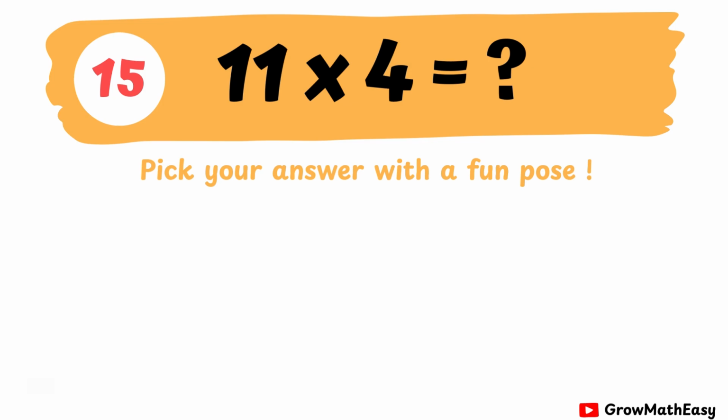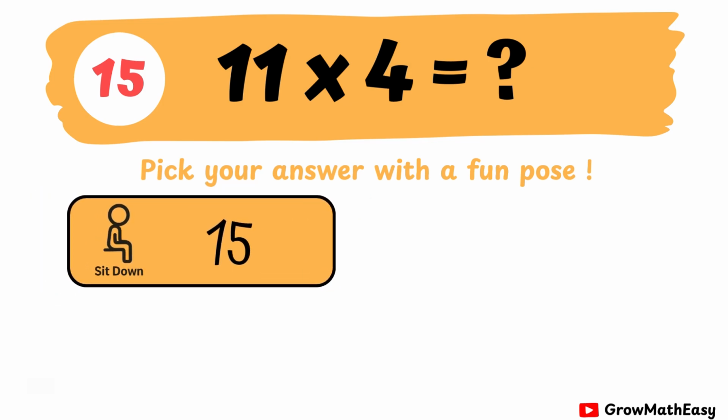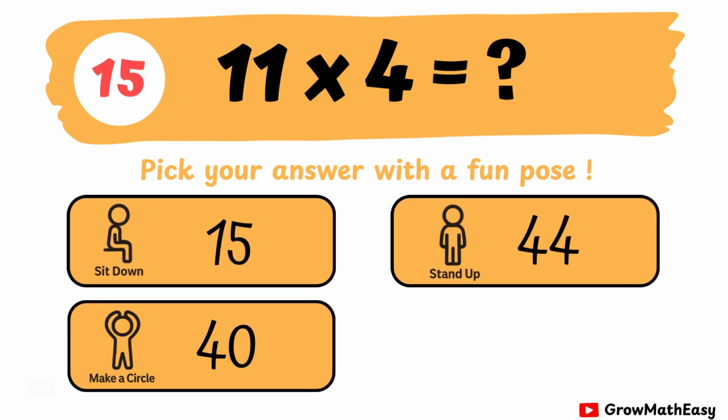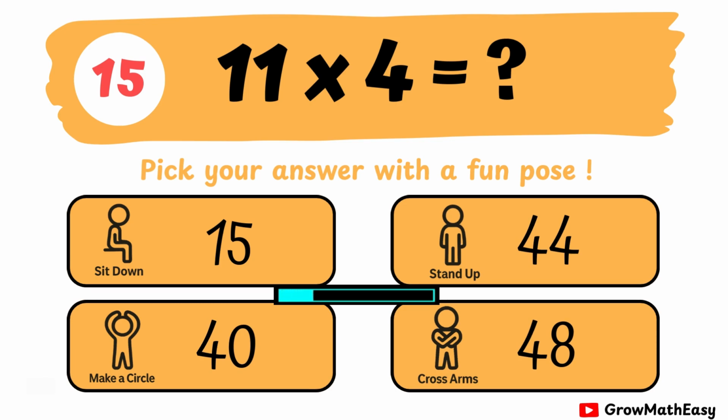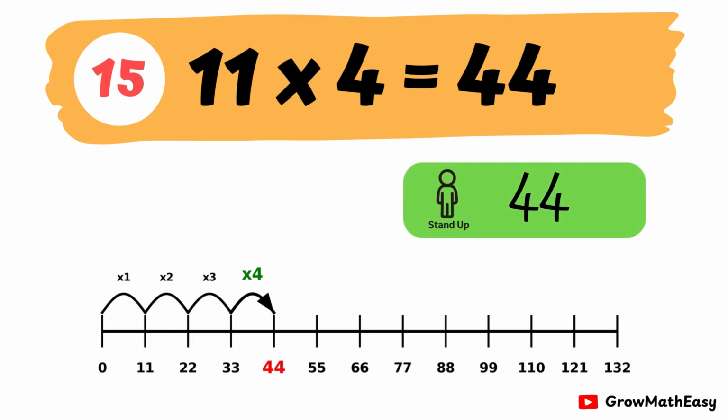What is 11 times 4? 44. Stand up. 11 times 4 is 44. You can see the multiples of 11 on the number line.